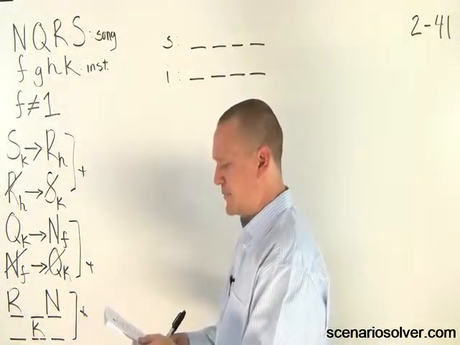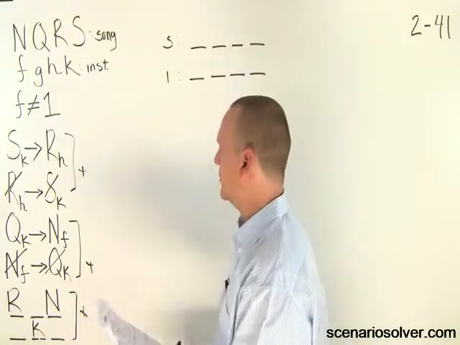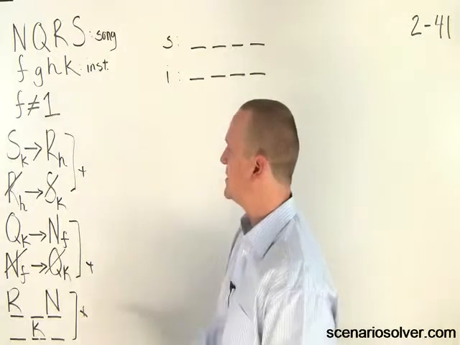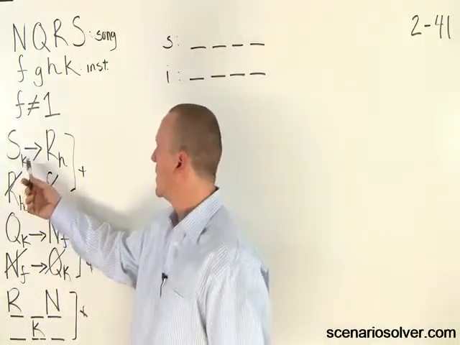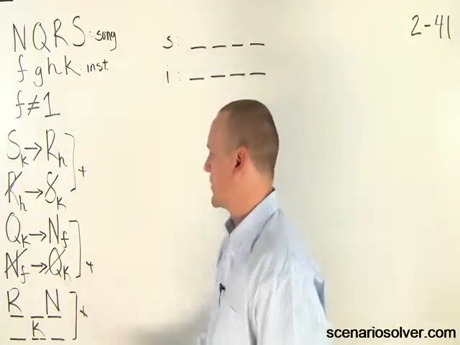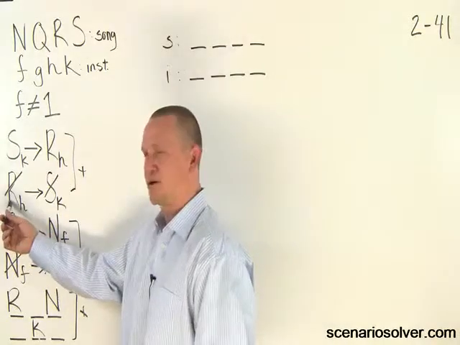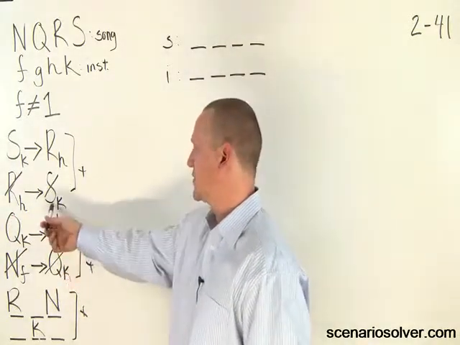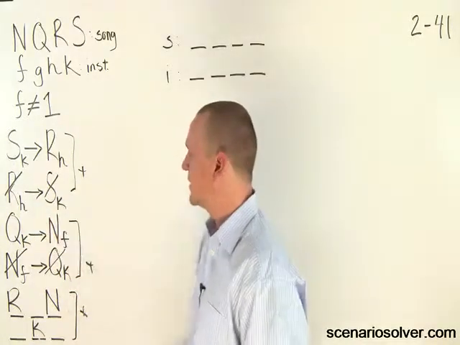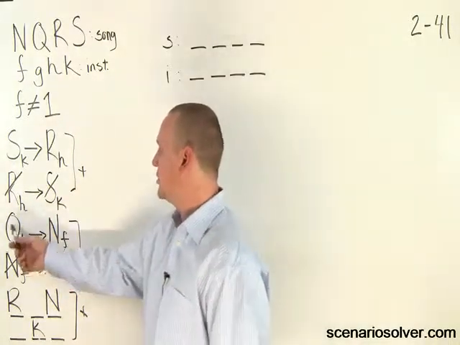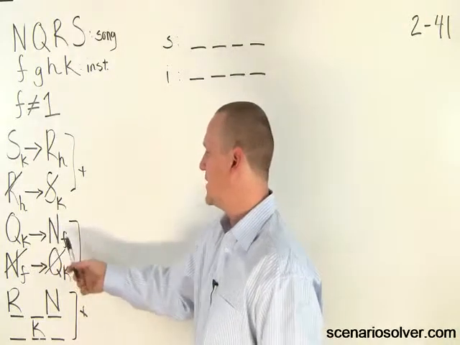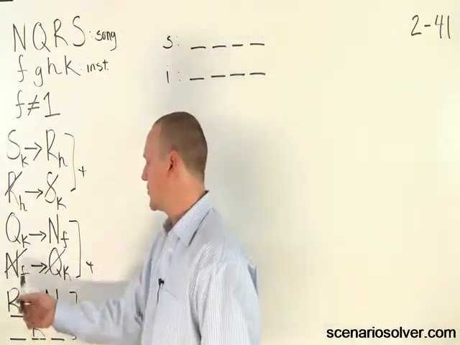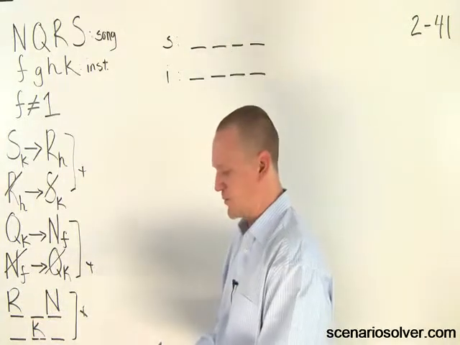Okay, the first song is not performed on the flute, so we have that. And then if S goes with K, then R is performed with H. And thus, if we remove the necessary condition, we cannot have the sufficient condition, that's the contrapositive. The next one is if Q is performed with K, then N is performed with F. And the contrapositive is if N is performed with F, then Q cannot be performed with K.